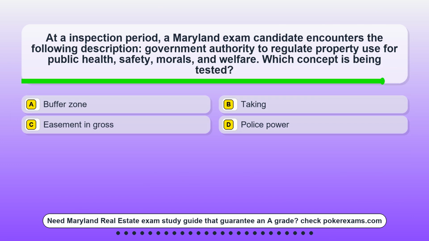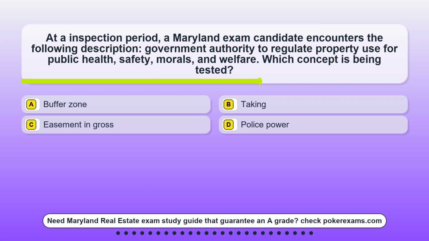Question 25. At an inspection period, a Maryland exam candidate encounters the following description: government authority to regulate property use for public health, safety, morals, and welfare. Which concept is being tested? Option A, buffer zone. Option B, taking. Option C, easement in gross. Option D, police power.